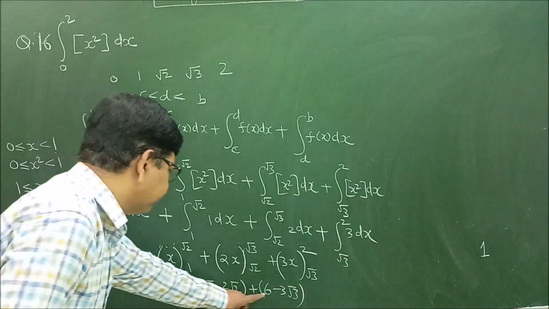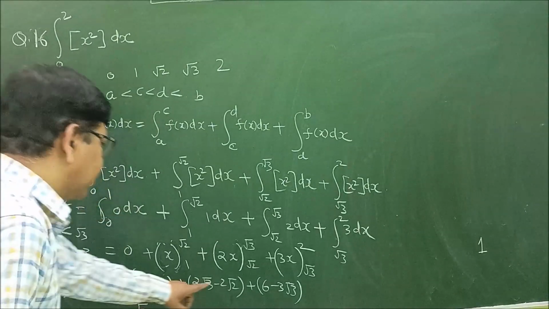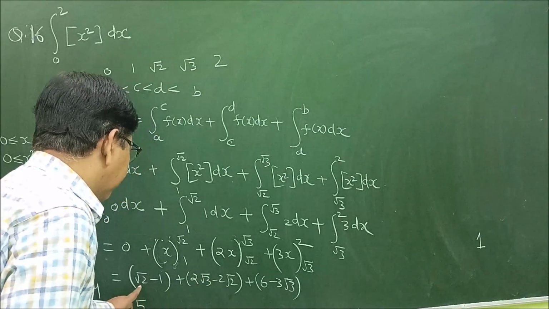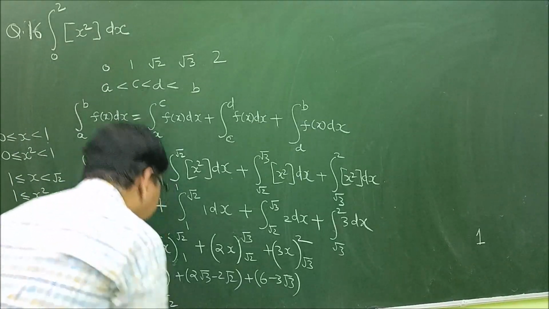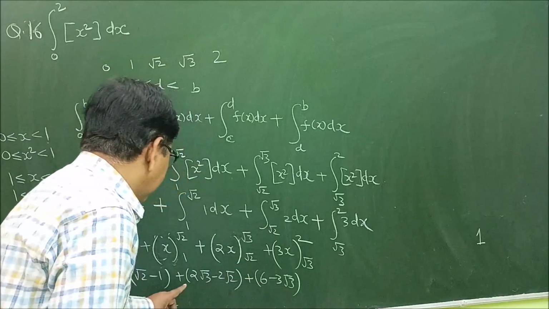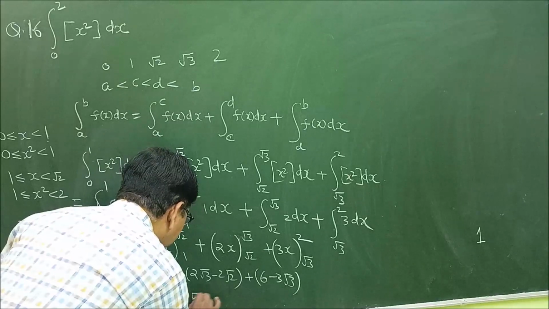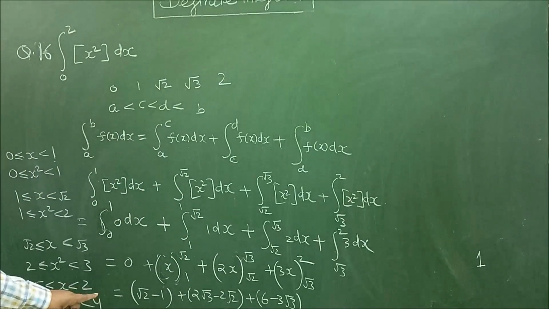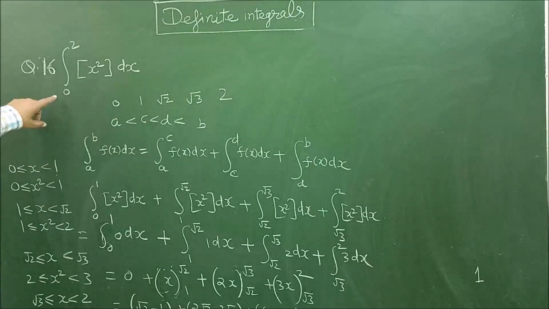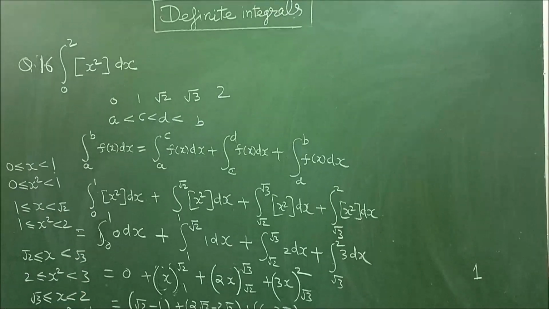6 minus 1 is equal to 5, and minus 2 root 2 and plus root 2 is equal to minus root 2, and minus 3 root 3 and plus 2 root 3 is equal to minus under root 3. So this is the final answer of this question. The definite integral from 0 to 2 of the greatest integer x square dx is equal to 5 minus under root 2 minus under root 3.